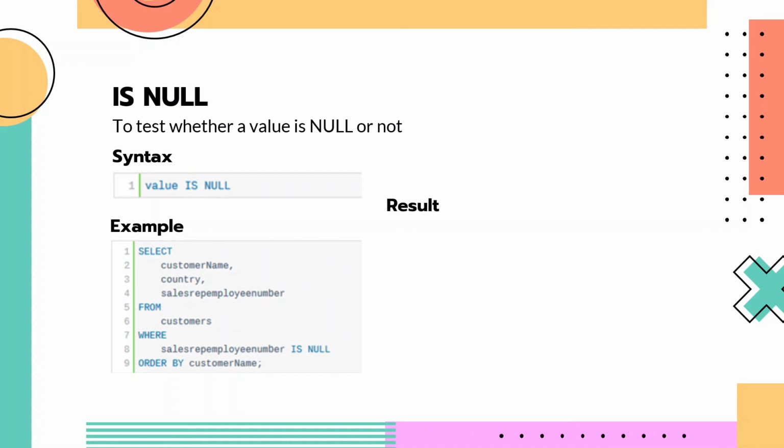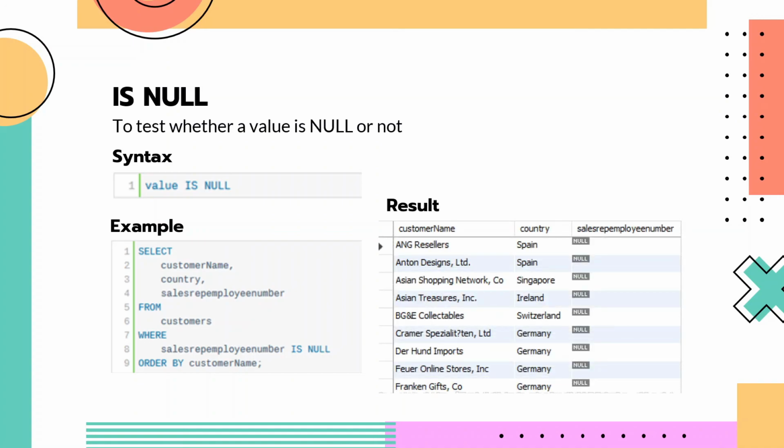And we can see the result on the right side. So the syntax will return the data if salesRepEmployeeNumber is null, and we order the data by customerName in ascending order.